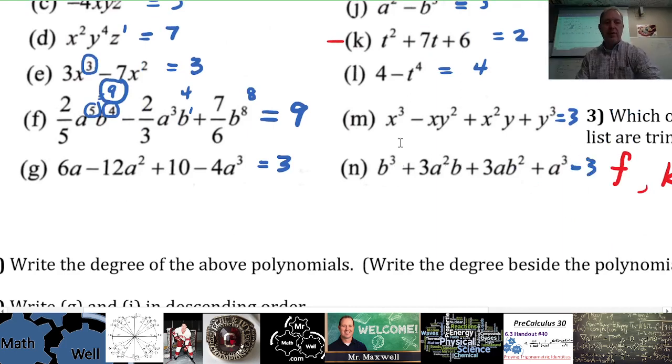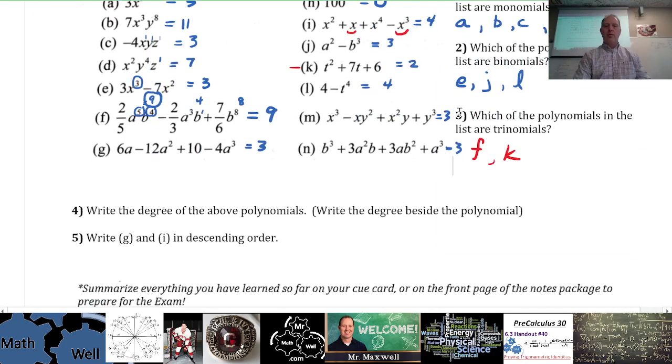Excellent. Okay, the final thing we're going to do in this lesson before I turn you over to your assignment from the textbook is number 5, write G and I in descending order. If I look at letter G here, which term am I going to write first of all those terms, and why? 4a. Close. It'll be negative 4a cubed that I'll write first. Remember that sign has to go with it. And why is that? Because it has the largest degree of all the terms. So perfect. So a cubed. Which is the next one that I should write?